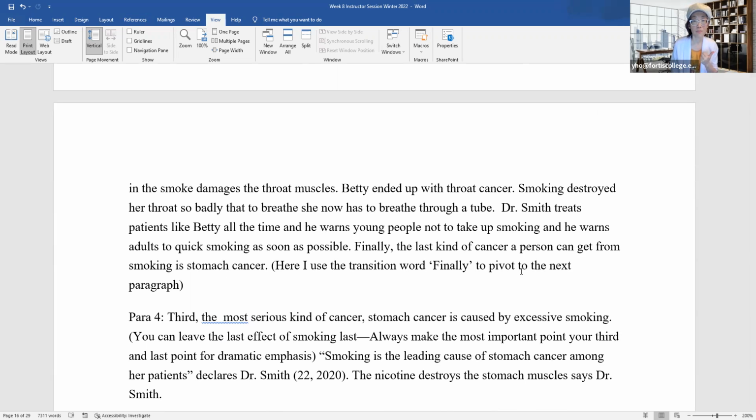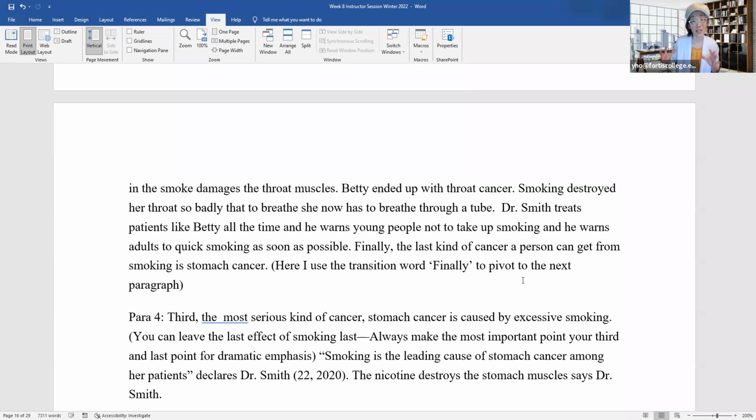Remember, you have the P for the main point, I is the in-text citation, E is the explanation of that in-text citation in 5 sentences. And when you write those 5 sentences, you can use a case study. So here I use Betty ended up with throat cancer. Smoking destroyed her throat so badly that to breathe, she now has to breathe through a tube. Dr. Smith treats patients like Betty all the time. And Dr. Smith warned young people not to take up smoking, and he warned adults to quit smoking as soon as possible. Finally, the last kind of cancer a person could get from smoking is stomach cancer.